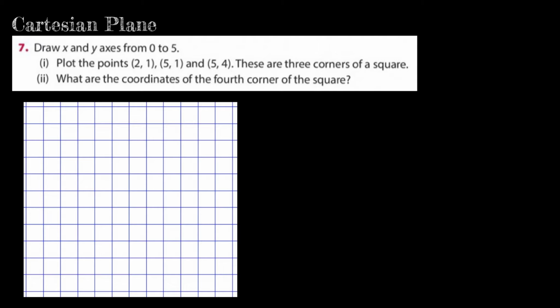Question 7 asks us to draw the x and y axis from 0 to 5 and to plot these points. So draw the x and y axis. We know what the x and y axis look like. They want them to go between 0 and 5. So the ones that we've looked at so far have looked like this, where we started at 0, we went up to 1, 2, 3, 4, 5, and so on our x-axis.